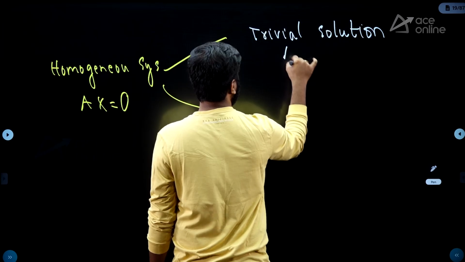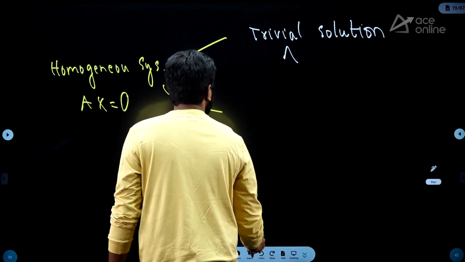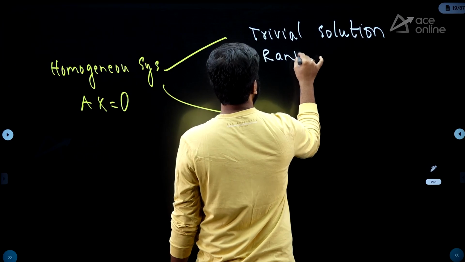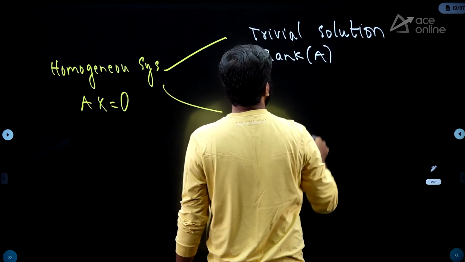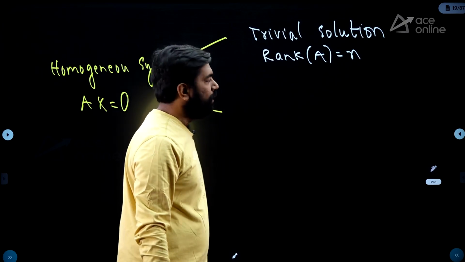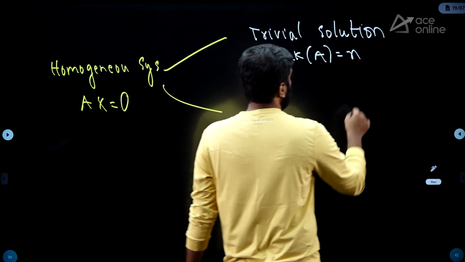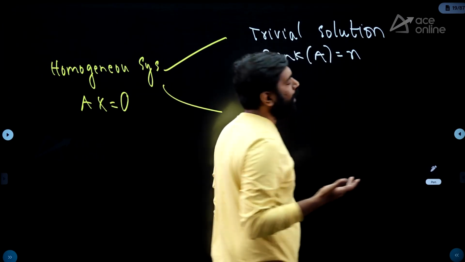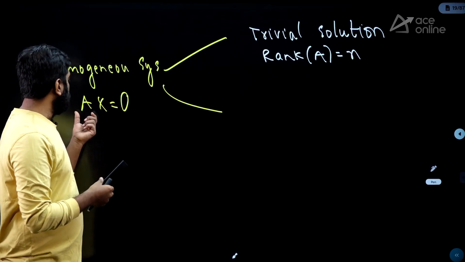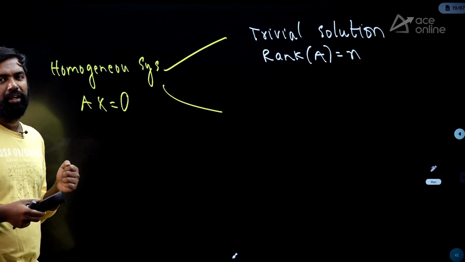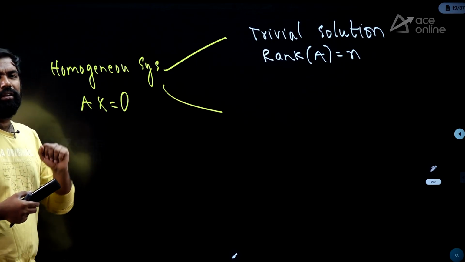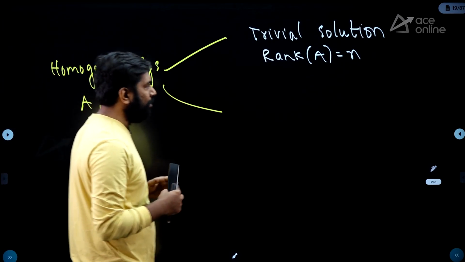So where you have the rank of A equal to the number of variables. So I indicate the number of variables with n. Sometimes, in some special situations, the coefficient matrix given to you can be a square matrix. Usually it need not be a square matrix, but maybe in the examination they might give you a square matrix.